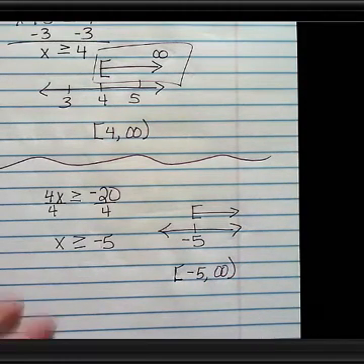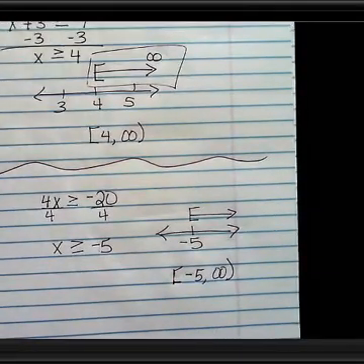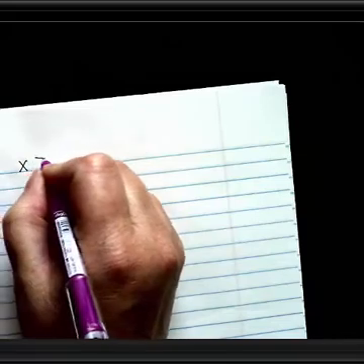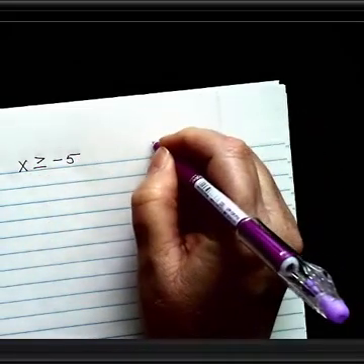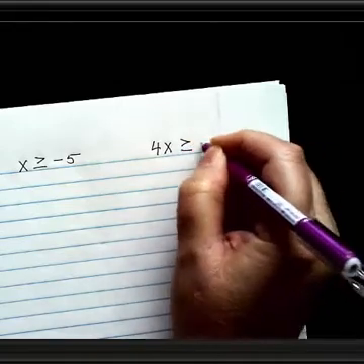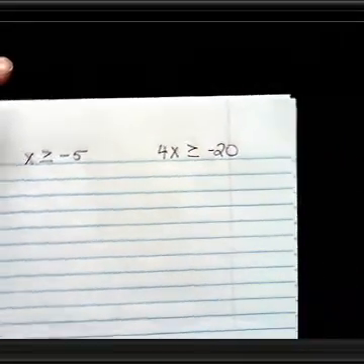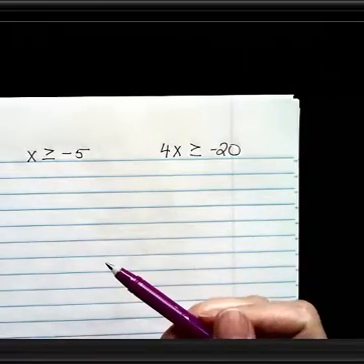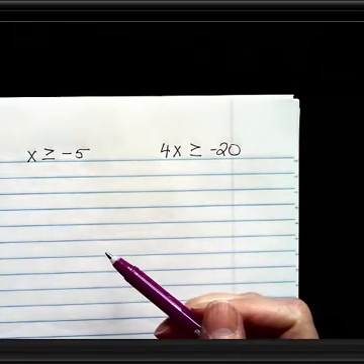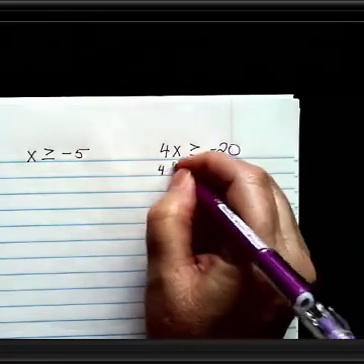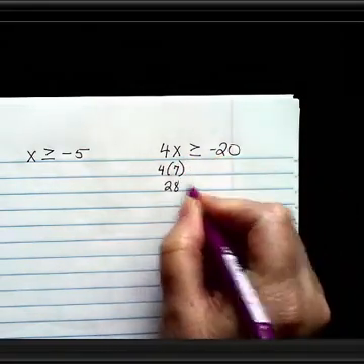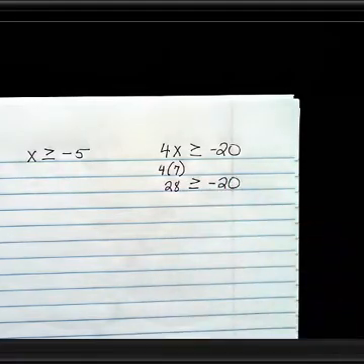Now, let's talk about when that is a negative number. Let's take a look at an example of that problem we just did. We had x is greater than or equal to -5, and our equation was 4x is greater than or equal to -20. So give me a number that's greater than -5. Let's say 7. So I'm going to plug in 7 for x and get 28. Is 28 greater than or equal to negative 20? Yeah. So that's a true statement.